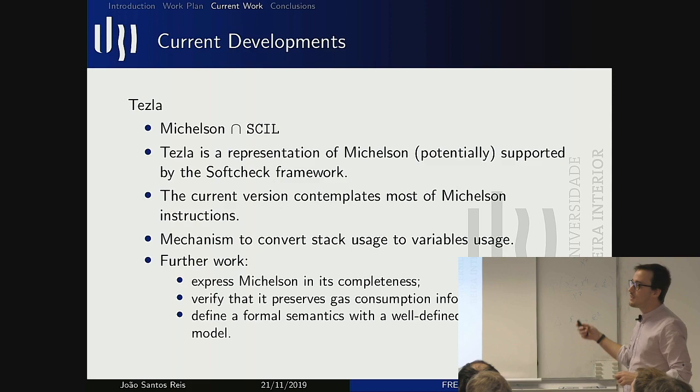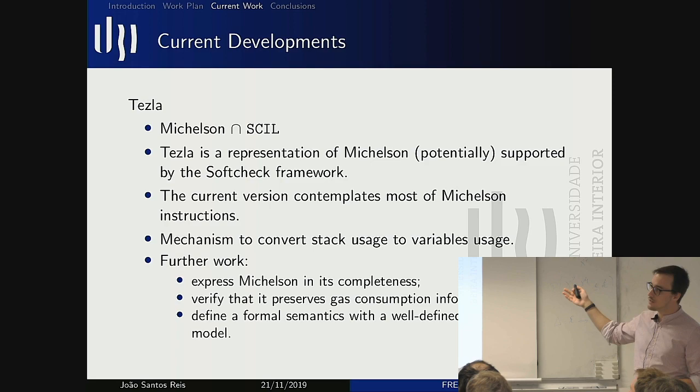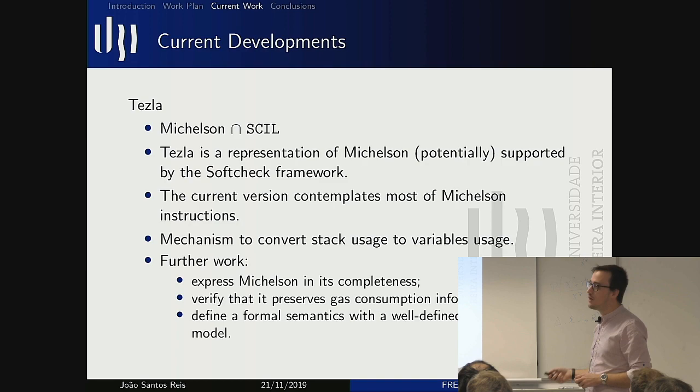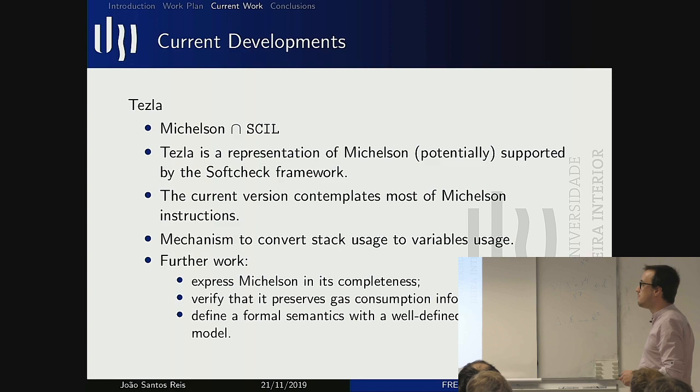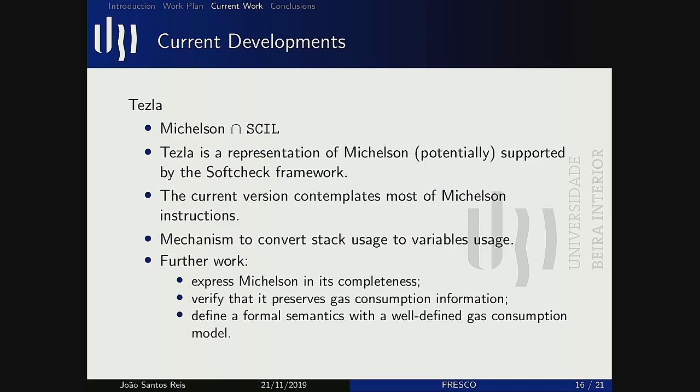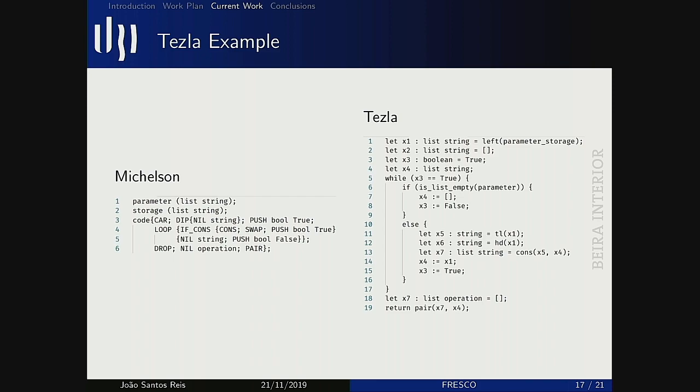an intersection between Michelson and Sill. Tesla is a representation of Michelson, potentially supported by the SoftCheck framework, and the current version contemplates most of Michelson instructions. So it has a mechanism to convert stack usage to variables usage, and as further work, we need to express Michelson in its completeness, verify that it preserves gas consumption information, and define a formal semantics with a well-defined gas consumption model. Here we have an example of a Michelson program in Tesla.